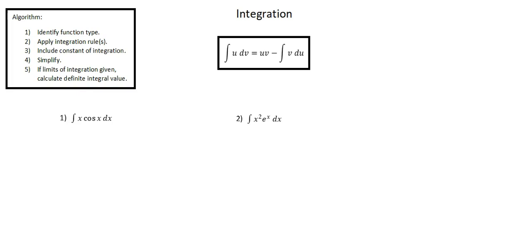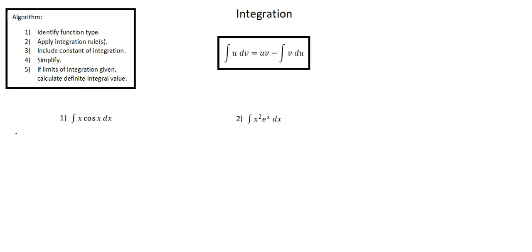We're going to use integration by parts when we're multiplying two functions and we don't have a relationship such that we can use substitution. Looking at our first example, the integral of x times cosine x with respect to x. Our two functions are x and cosine x. There isn't a function-derivative-of-function kind of relationship that we can work with using substitution, so we're going to use integration by parts.